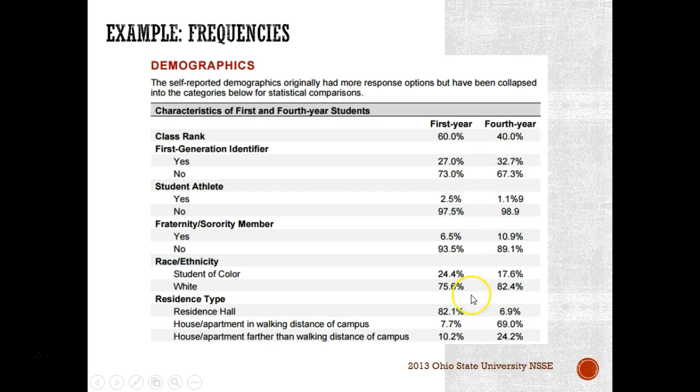If you're looking for where people live, at Ohio State, the majority of the first year students were required to live on campus, so it makes sense that 82.1% of the respondents were living in a residence hall. Whereas for the seniors, the mode, the highest characteristic here, is 69% for those living off campus within walking distance. So it's just interesting to get a pretty quick view of the different demographics that we have in a group of respondents to one particular survey.